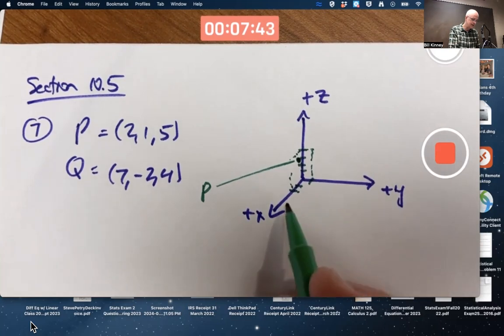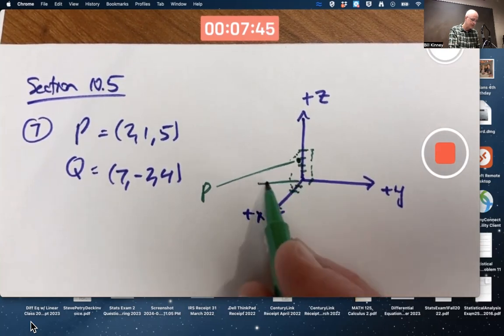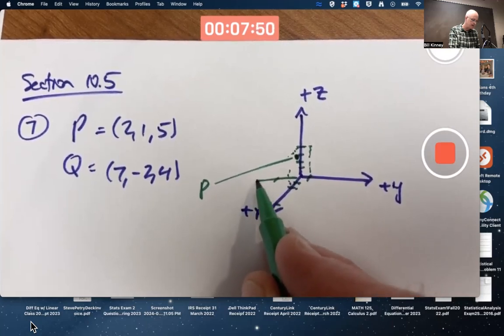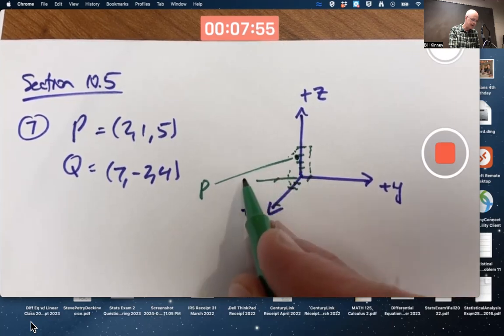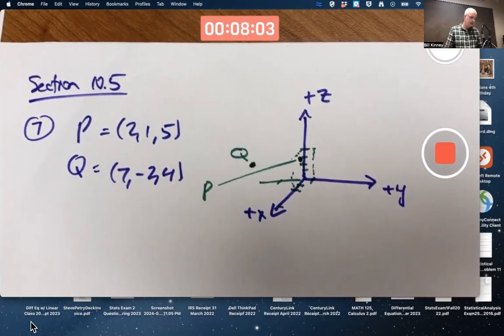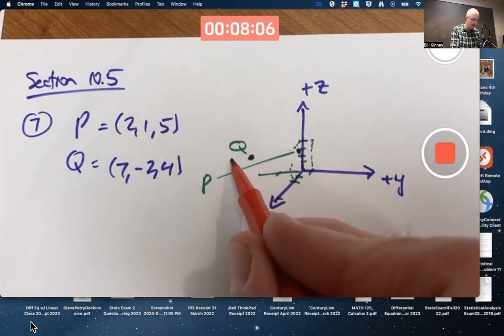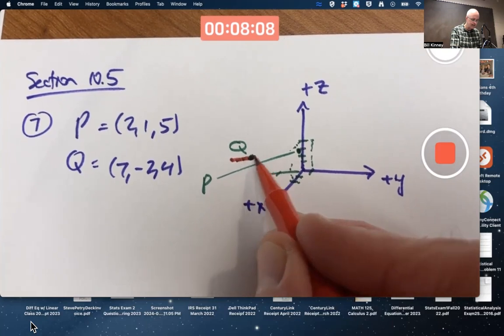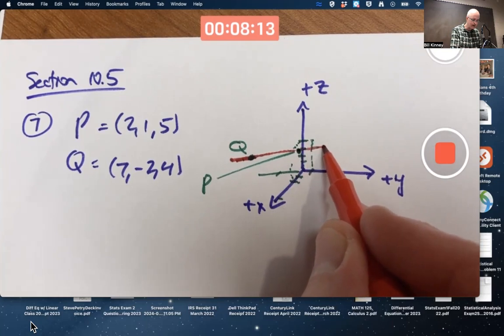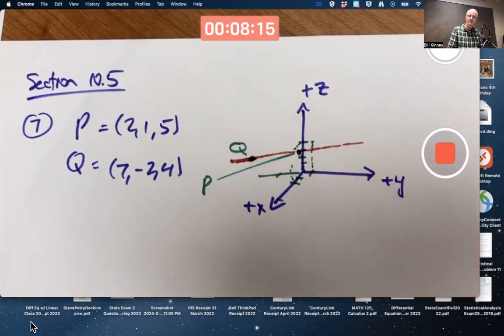Q is 7, -2, 4. So it's over here to the left more. And with perspective, it may not look like it's higher than P, but maybe I'll draw it right about there. That's Q. 2 distinct points determine a line. Maybe I'll try to draw the line so it's bolder over here, and then as it goes toward the paper and into the paper, it gets lighter and lighter. That's the line we're trying to describe in these 3 ways.